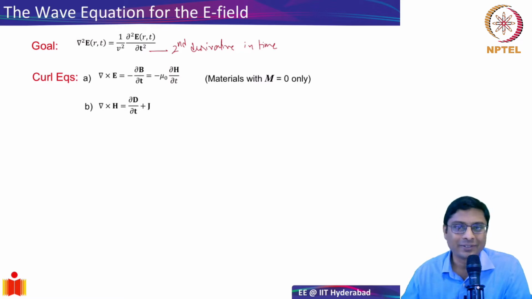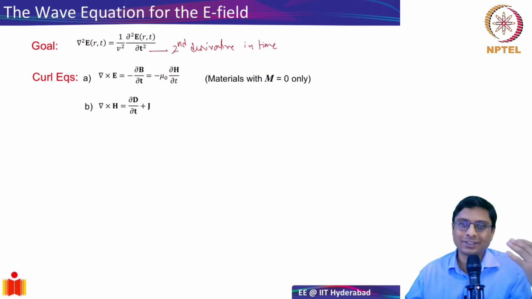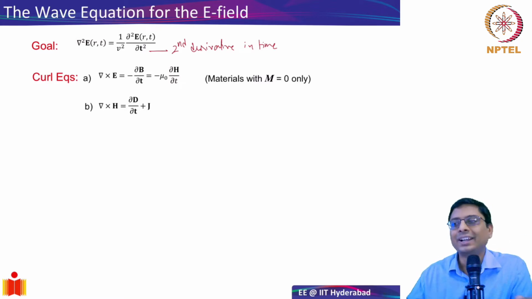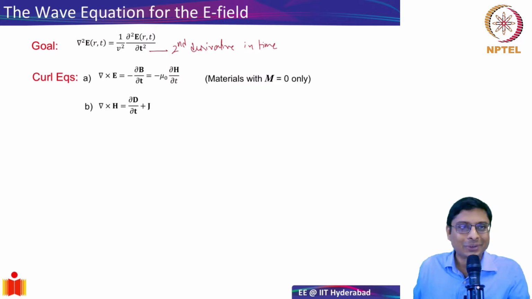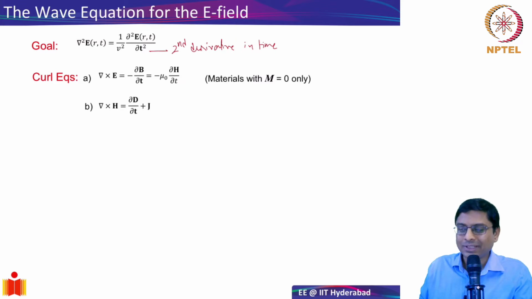The wave equation has two forms. One is the wave equation in terms of electric field, and the other is the wave equation for the magnetic field. You can have either of these two. We can derive them. What I'll do today is derive the wave equation for the electric field, and I'll leave it as an exercise for you to derive the wave equation for the magnetic field. It will be similar in form, so that's a nice exercise.